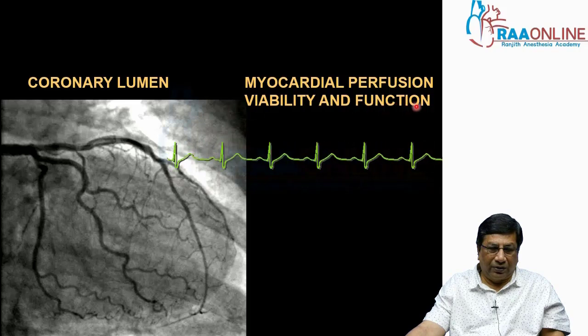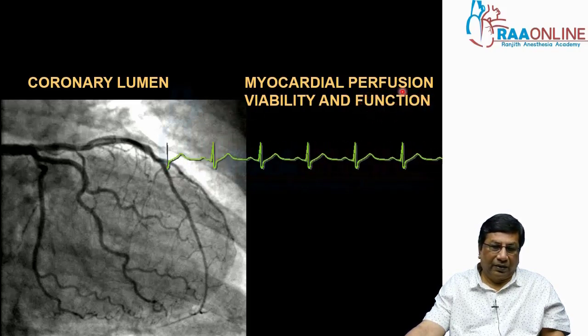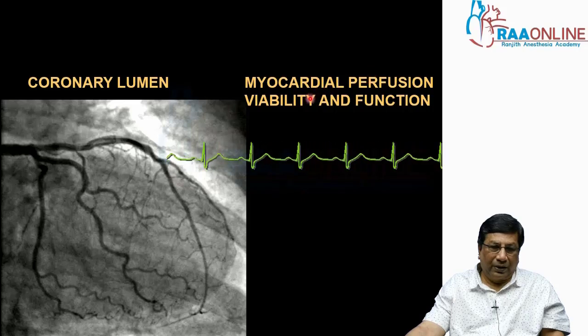And the electrocardiogram also gives you some indirect information about the myocardial function. So these are three informations you must get from electrocardiogram, namely the perfusion, viability and function.